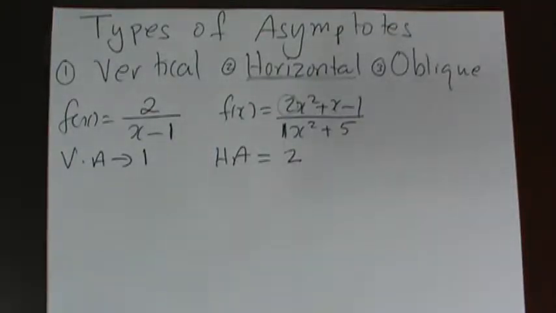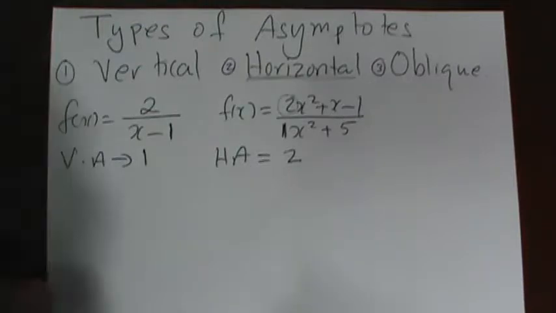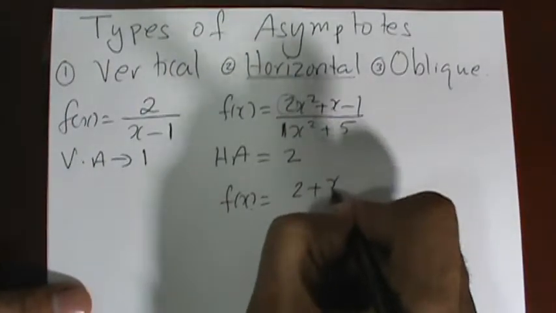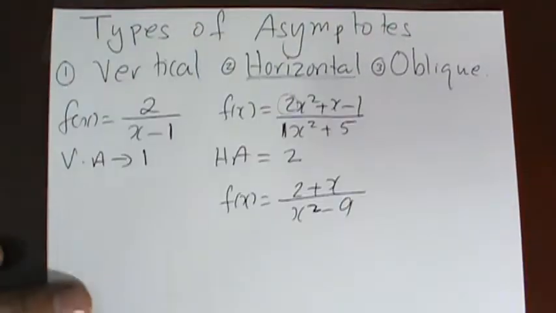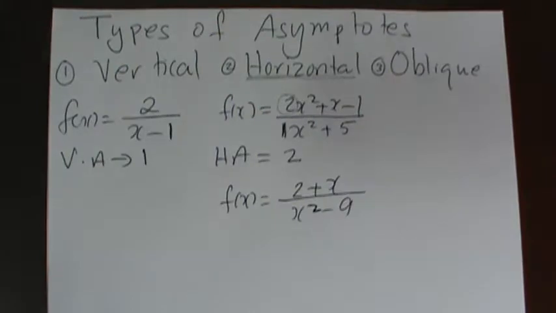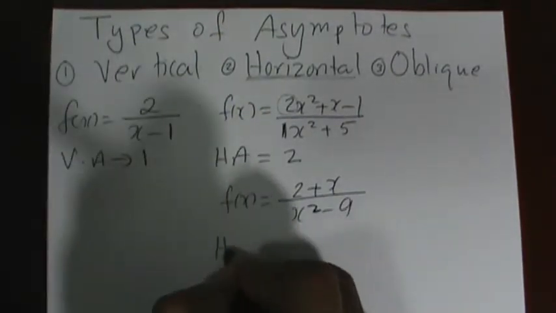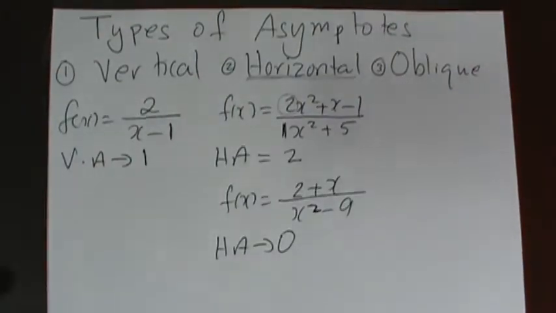And there's another condition where we can have a horizontal asymptote when we're dealing with a rational function: if the higher degree is in the bottom, not on top. For example, f of x equals 2 plus x over x squared minus 9. Now you can see the degree is higher in the bottom. So your horizontal asymptote would automatically be 0.